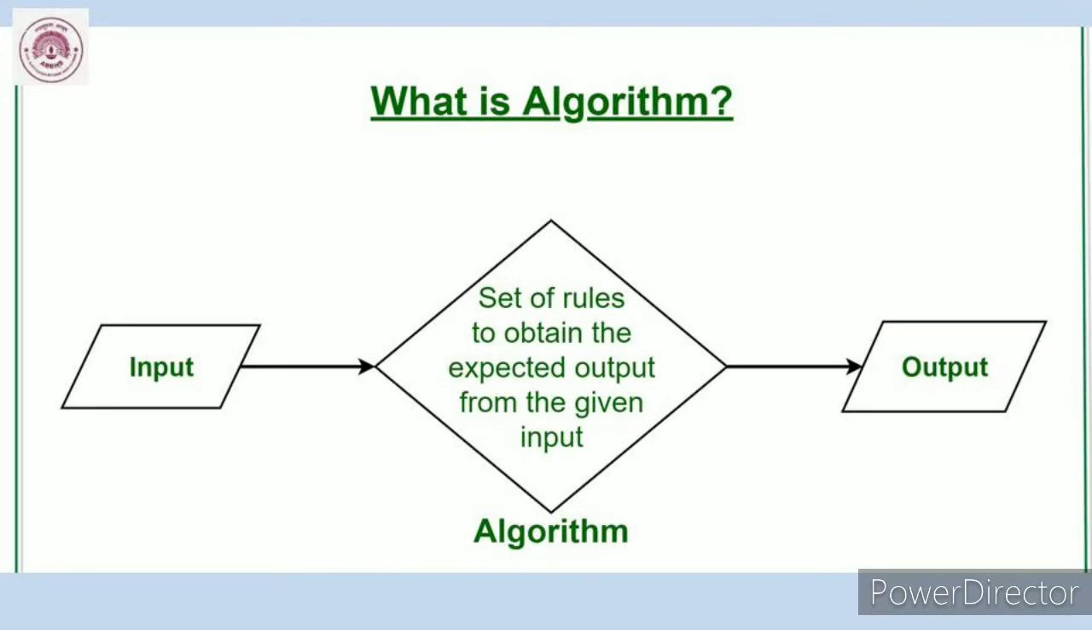Now, an algorithm is pictorially explained here. To reach the desired output, first we have to give an input, and the set of rules to obtain the expected output from a given input is our algorithm part. And by following this algorithm, we are going to reach our desired output.